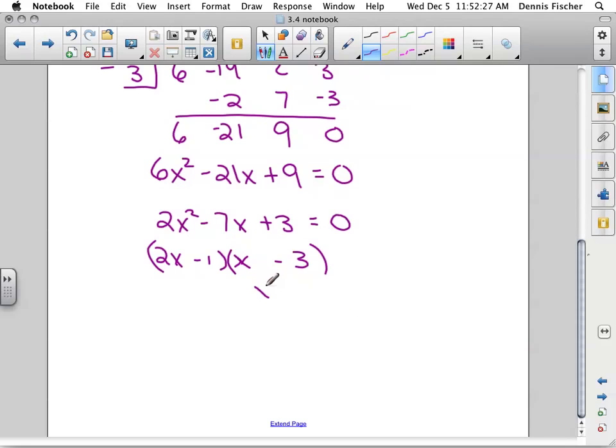Now over here we set each one of these equal to 0: x equals 3, and x equals 1/2. Wait, why 2x minus 1 equals 0? Anybody have 3 answers? Yep. Oh, dude, 3.5, negative 1/3. Isn't it multiplicity of 3?